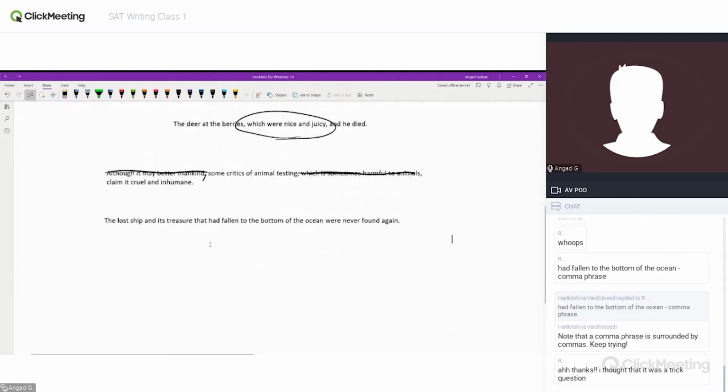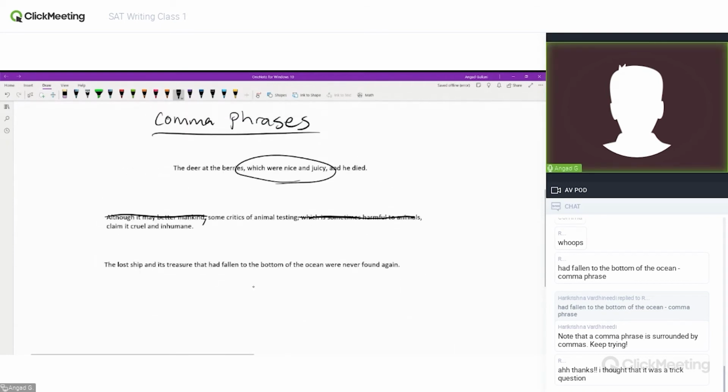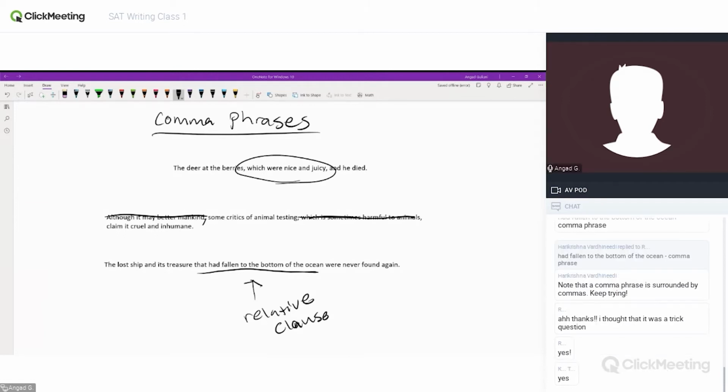Okay, so for this one, we don't have any commas anywhere, so we can't really say it's a comma phrase. The purpose of a comma phrase is to set off some information with commas, right? So there's no comma phrase in the sentence. But when we read the sentence, we see the relative pronoun that. If we look at the words after that, had fallen to the bottom of the ocean, this is describing the treasure, the lost ship's treasure. It's describing the noun. So this is a relative clause: that had fallen to the bottom of the ocean. Do you guys get that? All right. Looks like no one has any questions.